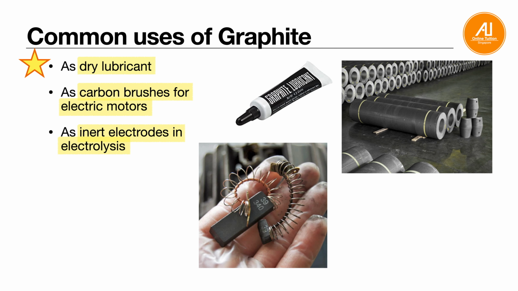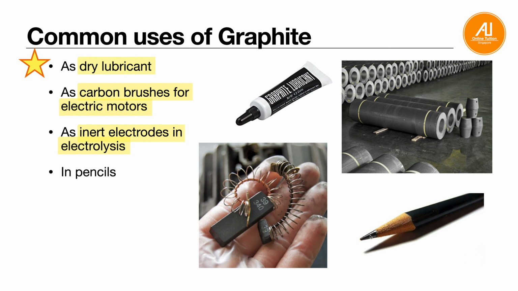You will come across carbon brushes in your electric motor. The next one, inner electrodes for electrolysis. So as a chemistry student, you should know how an electrolysis process works. So the inner electrode helps to conduct electricity. Okay, and then of course in pencils. So the first three are the more common uses of graphite. Okay, so take note of them. You might need them for your exam if they ask you, for example, for common uses of graphite.